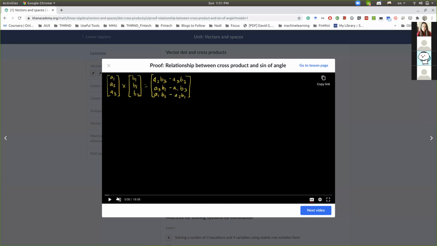Okay, let's look at the proof. The goal of this video is to start with our definition of the cross product and the result that we got to in a different video, I think it was 3 videos ago, where we found out that the dot product of two non-zero vectors, a dot b, is equal to the product of their lengths, the length of a times the length of b, times the cosine of the angle between them.